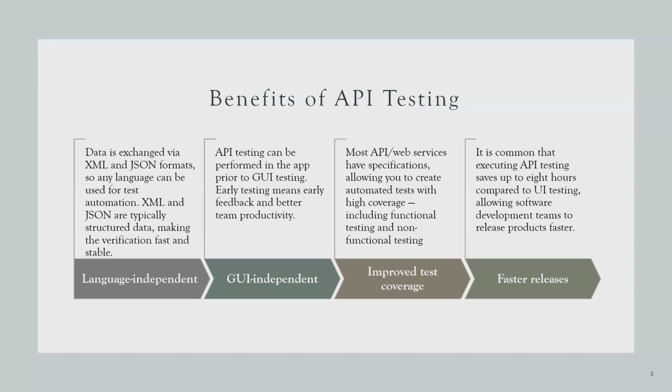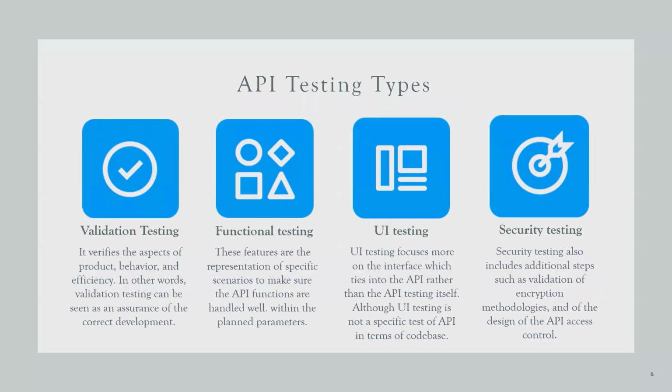Next is improved test coverage. Most APIs or web services have specifications allowing us to create automated tests with high coverage, including functional testing and non-functional testing. And this means faster releases. It is common that executing API testing saves up to 8 hours compared to UI testing, allowing software development teams to release products faster. Now, which types of API testing do we have?